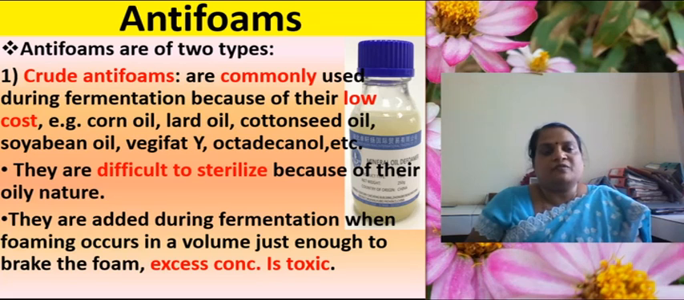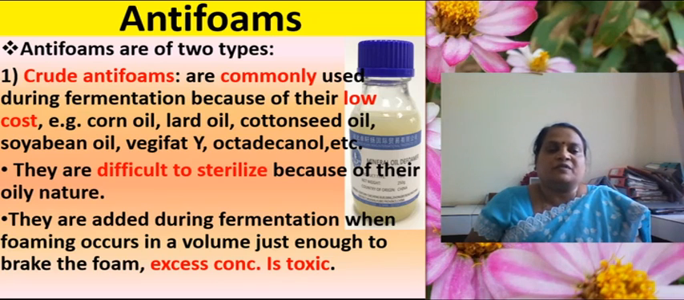There are two types of antifoams: crude antifoams and inert antifoams. Crude antifoams are commonly used antifoams during fermentation because crude antifoams are cheaper. Lower cost is there. For example, corn oil, lard oil, cottonseed oil, soya bean oil, veggie fat oil, octadecanol, etc. All these are crude antifoams. Different types of oils are there, and some long chain alcohols like octadecanol. These can be used as crude antifoams.